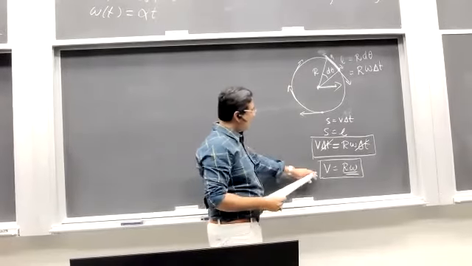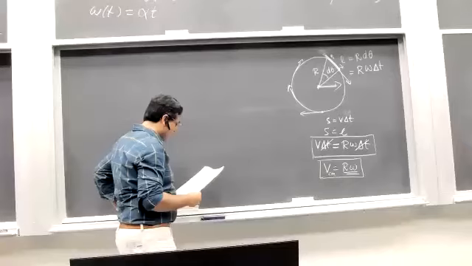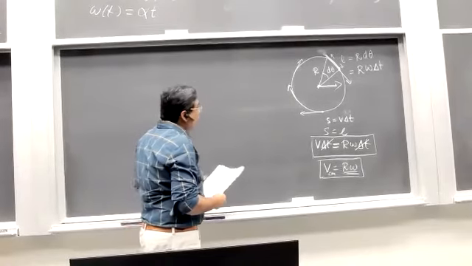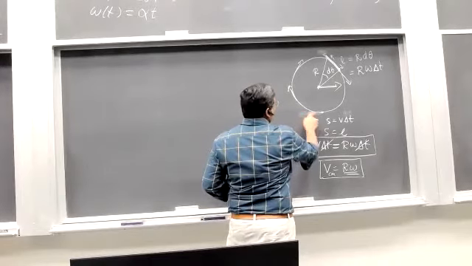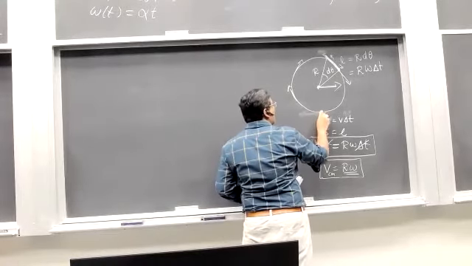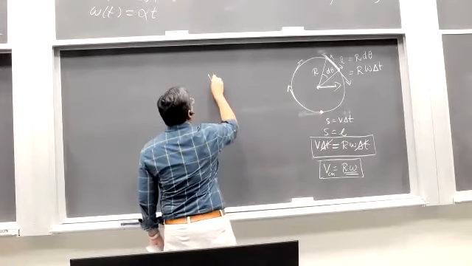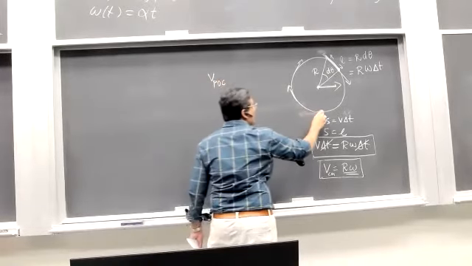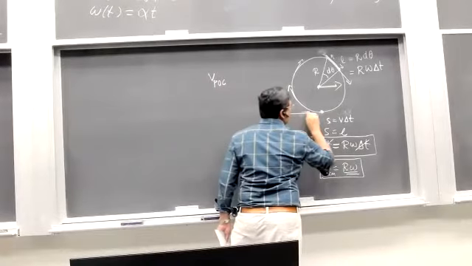But let me emphasize, this is the velocity of the center of mass. Okay. The velocity of the center of mass. So what happens to, let's say, now let's look at the translational velocity of the point of contact, POC. What is the translational velocity of the point of contact with respect to the ground or with respect to the track?